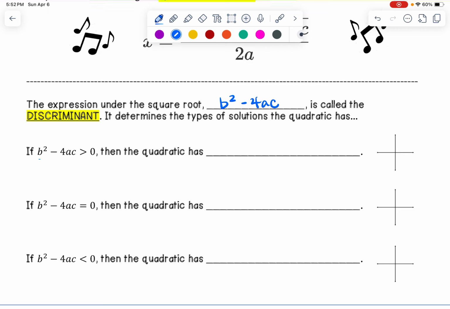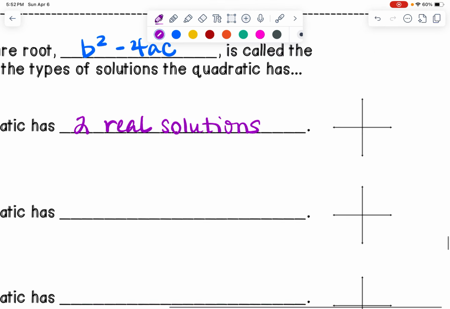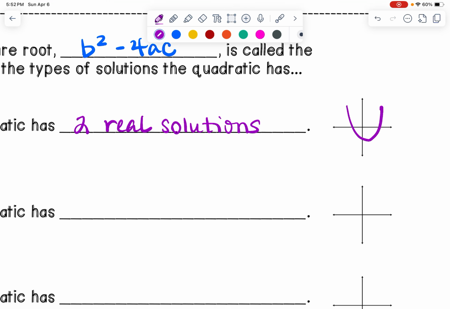So if you calculate the discriminant, or b squared minus 4ac, and you get a number that is greater than 0, any positive number essentially, right? So you end up with a positive number. That tells you that your quadratic has two real solutions, right? Two real solutions, okay? And that, of course, means our graph is going to look something like this, right? Not exactly, right?